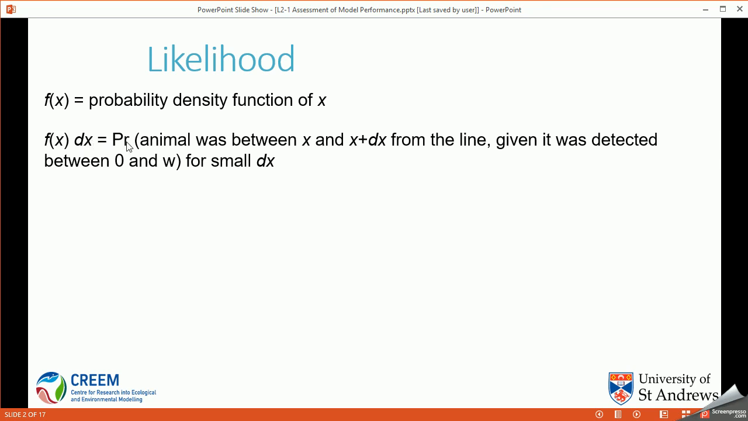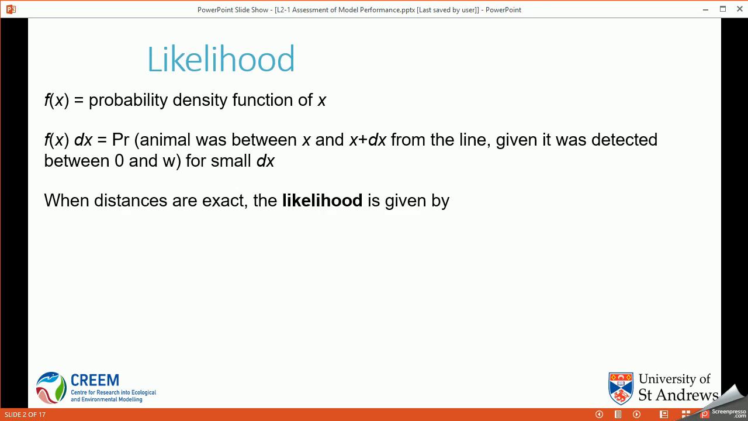That has the interpretation of being a probability, and in particular, the probability that the animal that we detected was between this distance x and a very close distance that's slightly larger, x plus this tiny little thing dx, from the line or from the point if it's a point transect survey, given that it was detected between distance 0 and the maximum distance w. So in a line transect survey, w would be the strip half width.